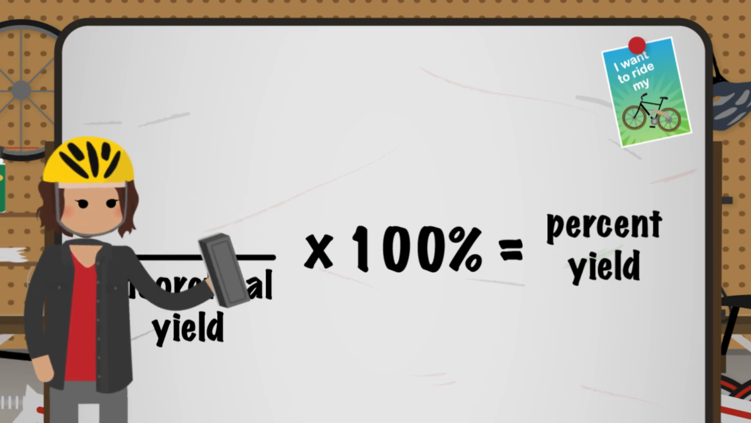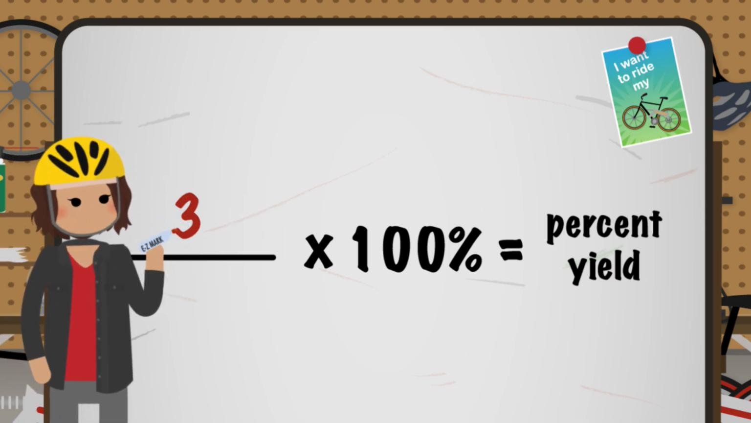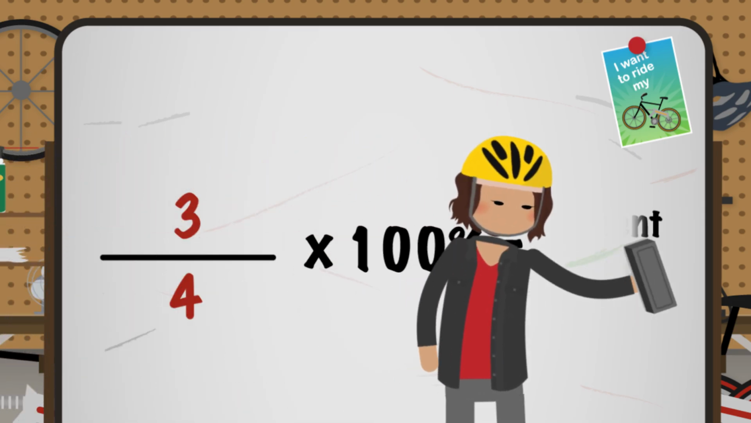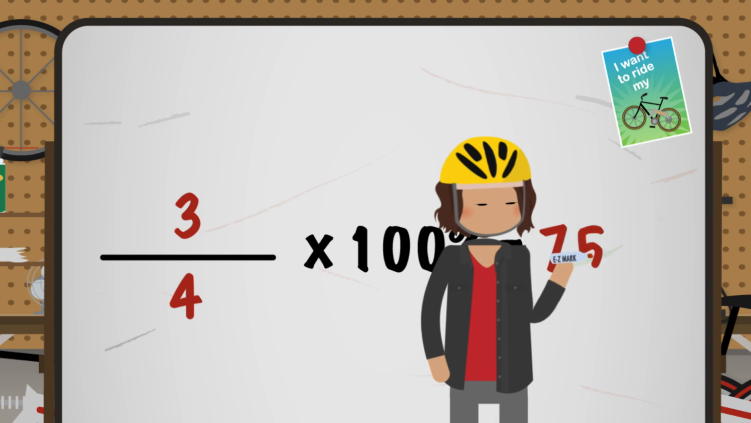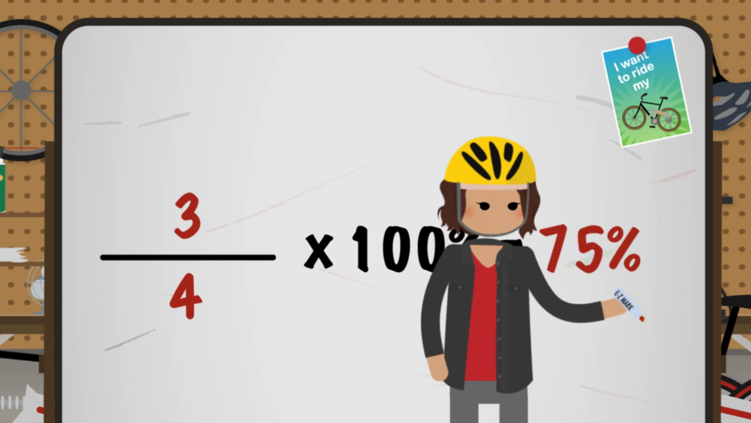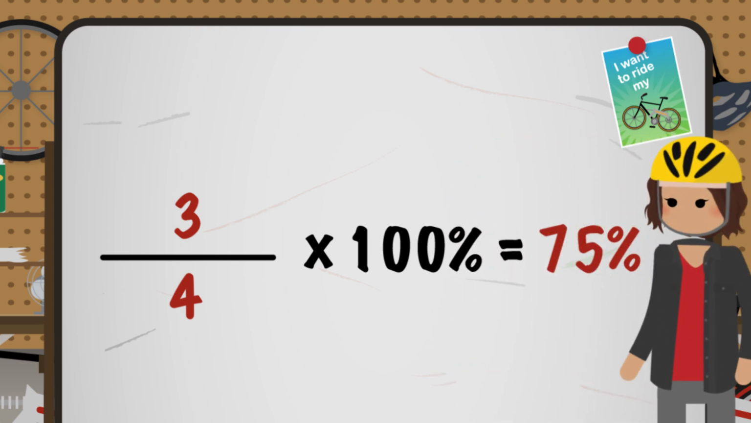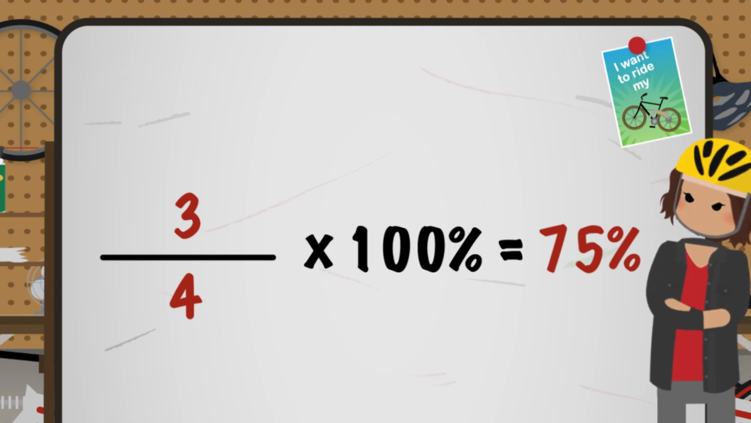So our percent yield of the bikes we could actually build would be 3/4 times 100%, which would be 75%. In other words, we made 75% of the product we were hoping to, and we should probably order parts from a different company next time. Yields and limitations play a big role in chemical reactions.